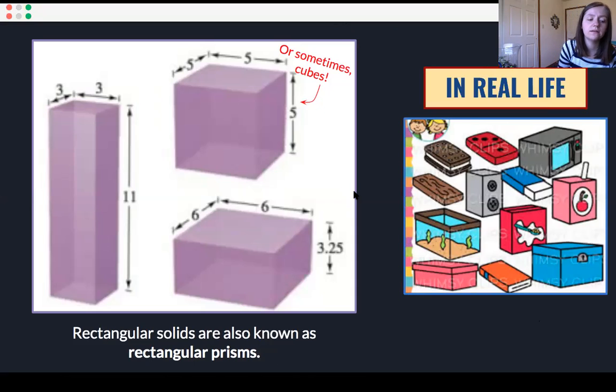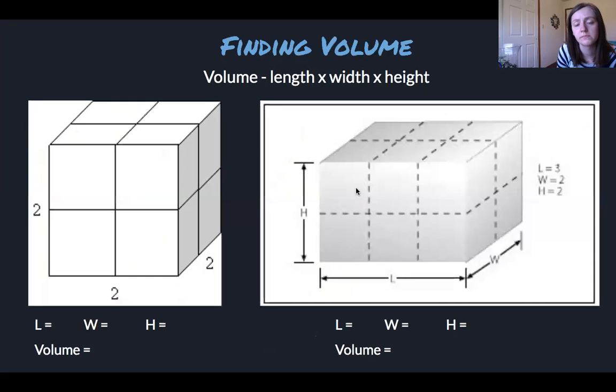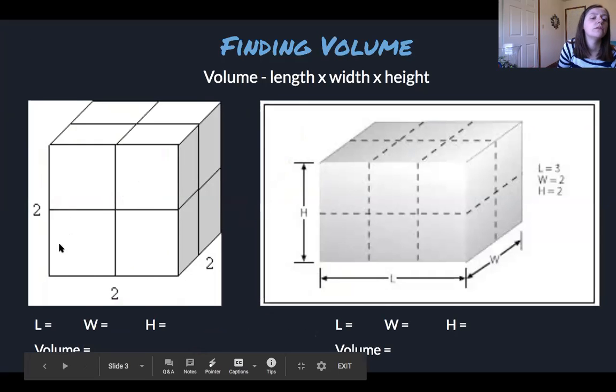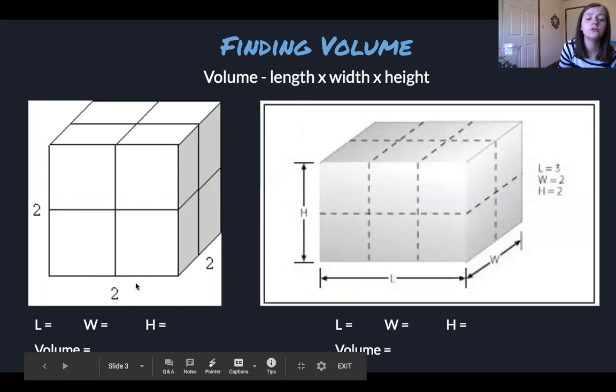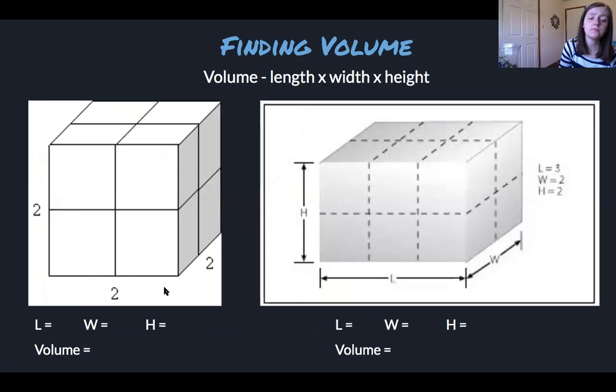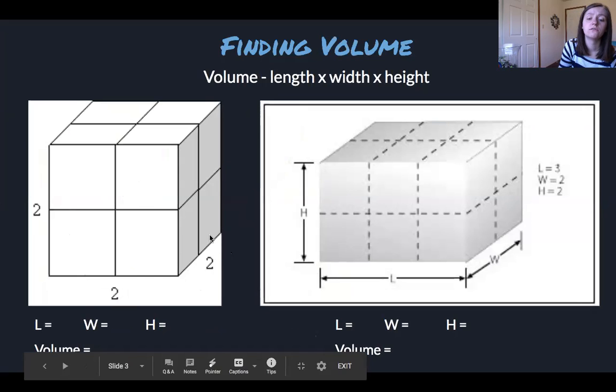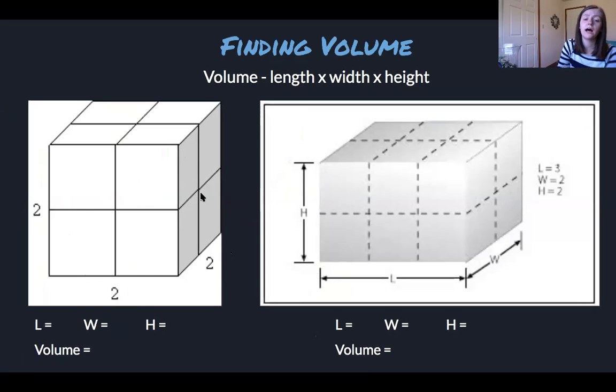So let's look at what it takes to draw a rectangular prism. If we look at this example right here, they have rectangular prisms that they've split into the smaller cubes, because that's what every prism like this is made up of. This one has a length of 2, a width of 2, and a height of 2. That means it is 2 unit cubes wide, 2 unit cubes long or deep, and 2 unit cubes high.